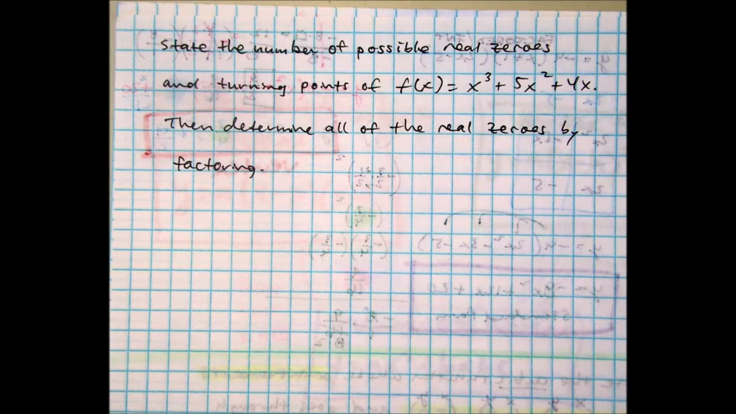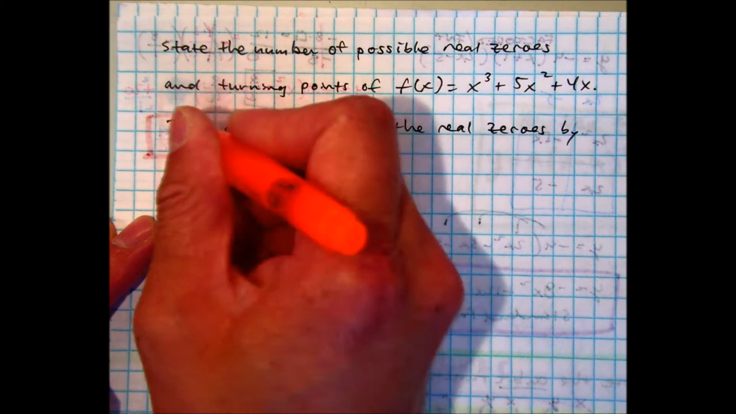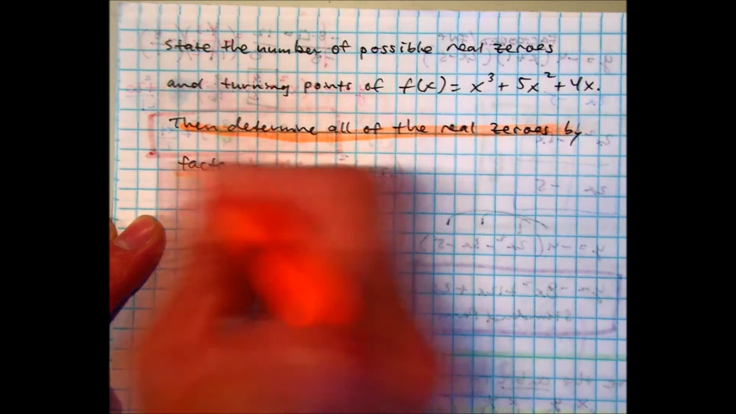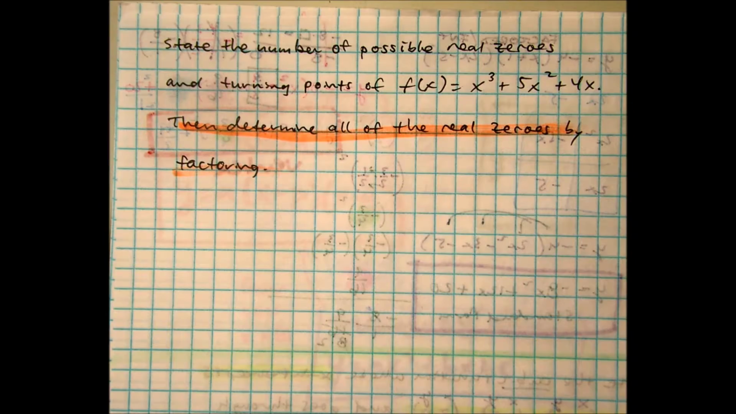So I first want to point out that this point in orange here, this last part, this is Thursday's lesson. And you already know how to factor, but I'm letting you know that orange is in Thursday's lesson. But you already know how to factor, that's a review.